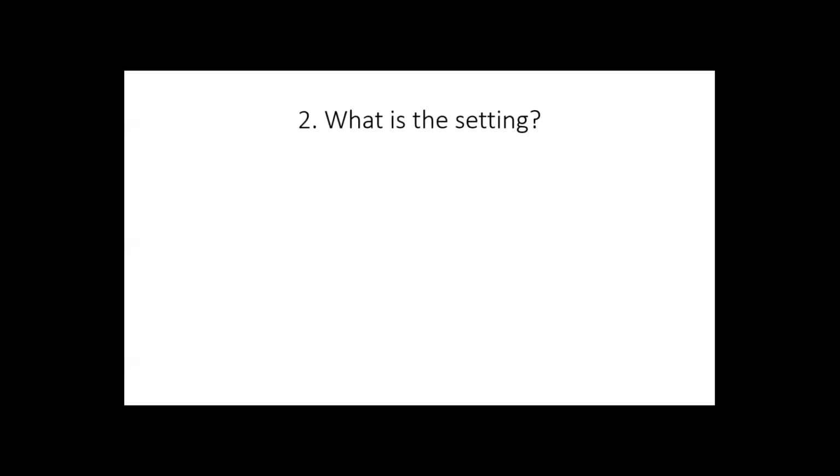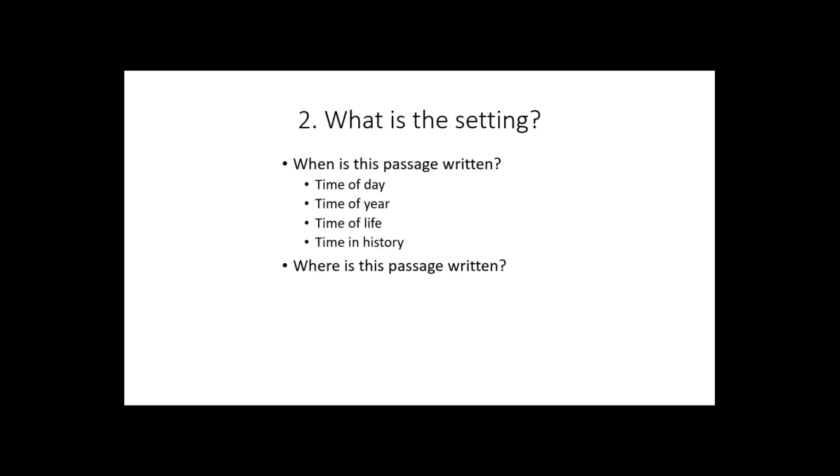What is the setting? Now, some of this is going to overlap. When is the passage written? What time of day, time of year, time of life, time in history? Where is this passage written? Again, with Coleridge, in the lines written above Tintern Abbey, he tells you this is important. I'm writing this at a particular time in my life at a particular place, and I'm recollecting what my life has been like.